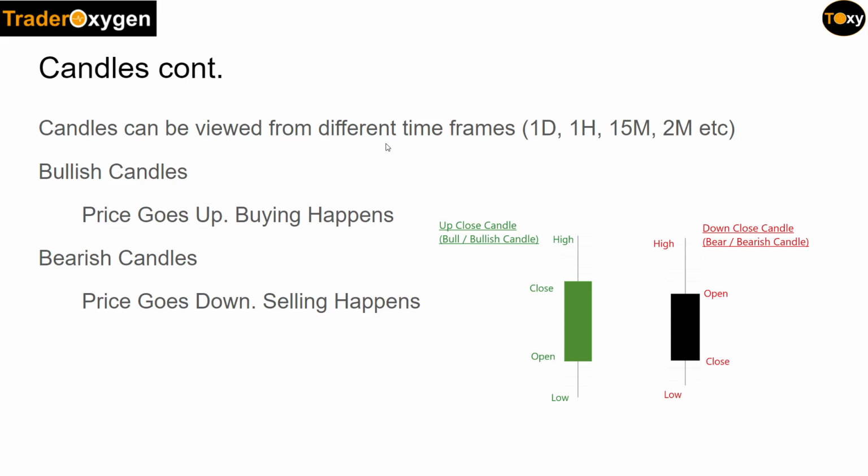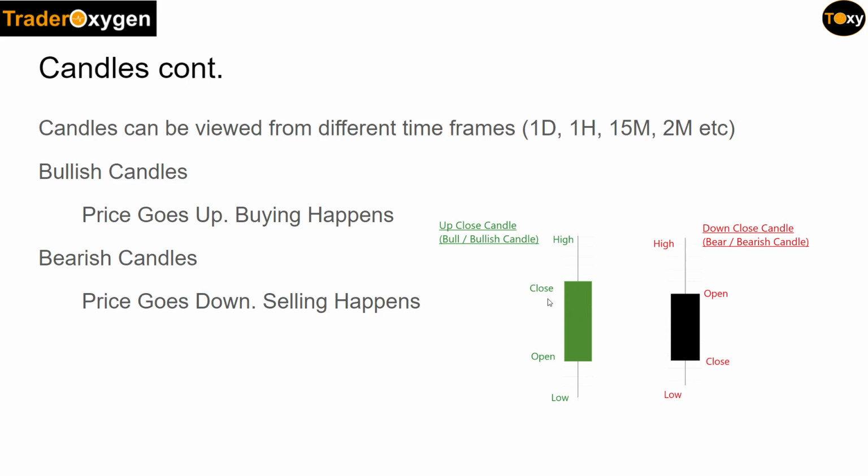Candles can be viewed from different time frames. Maybe this is a daily candle. That means on a particular day, the price opens, and then the price might have slightly gone down, but then gone up and closed as an up close. So this candle may represent the price points of a single day. When I say price points, I mean the open price, the lowest price of the day, the highest price of the day, and the closing price of the day, if it's a daily candle.